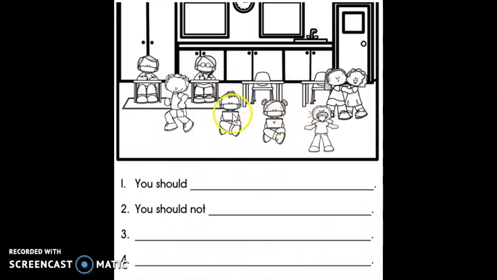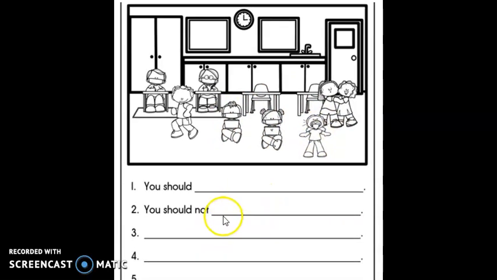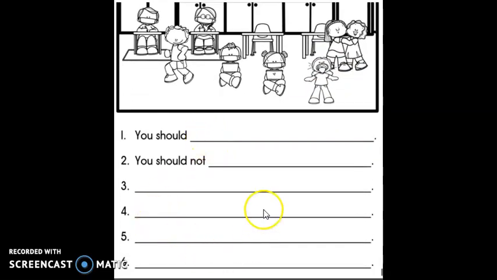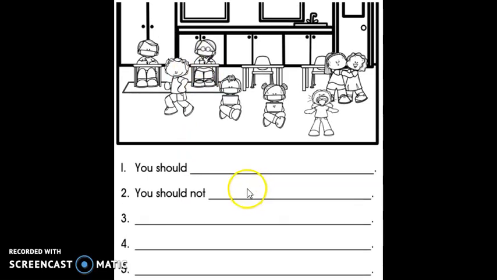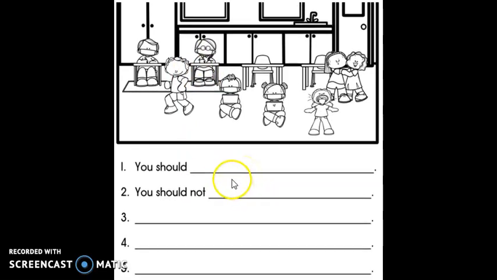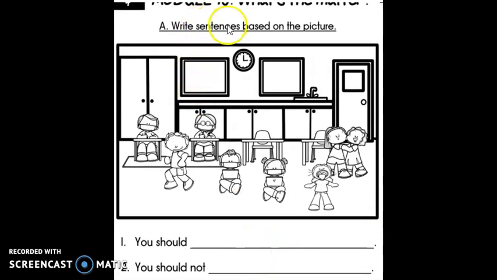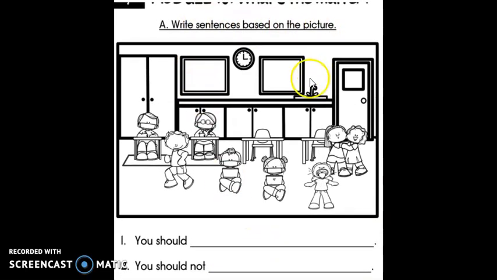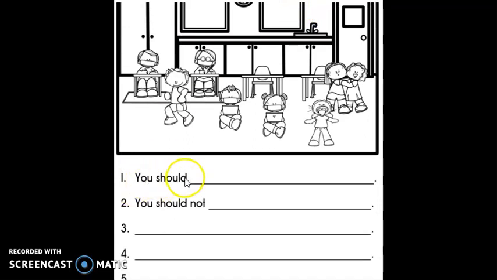Okay, and then how about this one? This girl, what is she doing? She's crying. So, what should you say? You should not cry in the class. You can say, you should sit at your place. You should do your homework. You should keep quiet. Any advice you can give based on this picture, okay? Write sentences based on this picture. Please use the words you should or you should not.